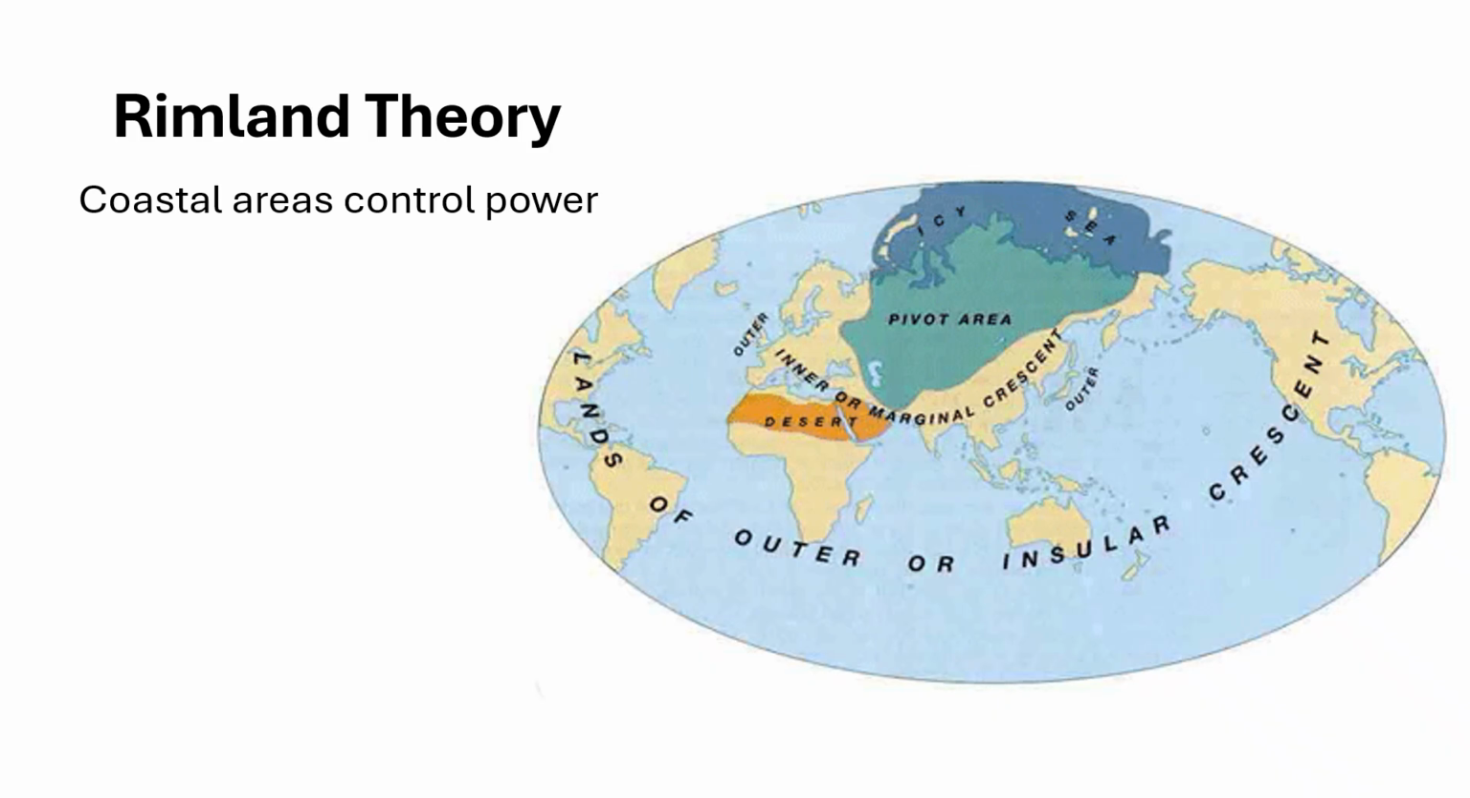The rimland theory is the opposite direction. Control the coastal areas of Eurasia to control the world. The rimland theory says controlling the coastlines of Eurasia is the most important. You could grow all the crops you want in the center, but if you can't move your crops or sell your crops, they're going to die. So controlling the oceans and the coastlines is a better way to control Eurasia.